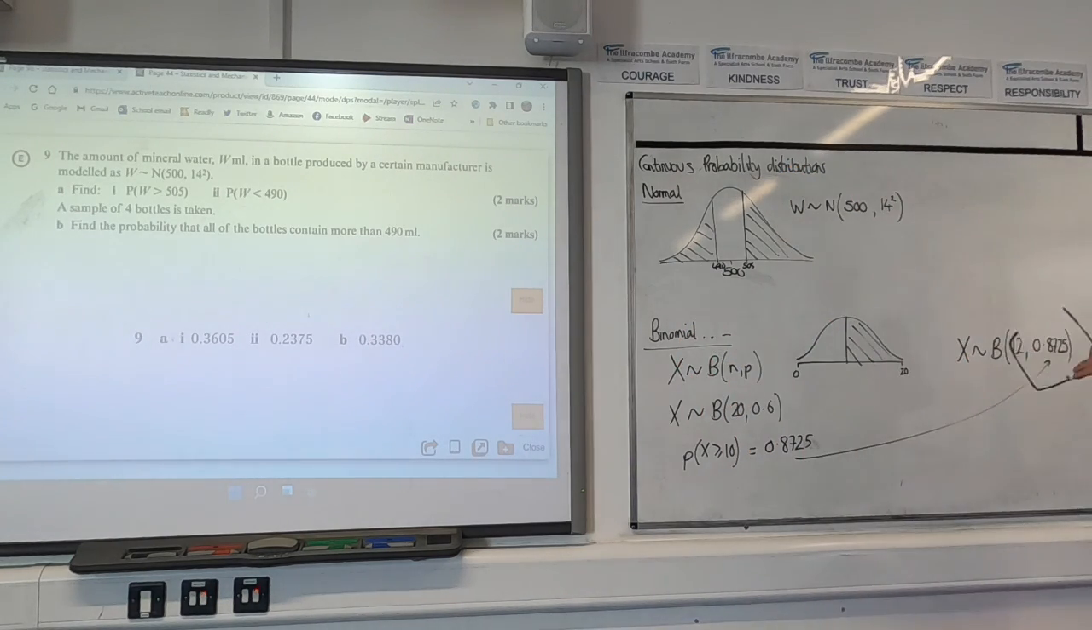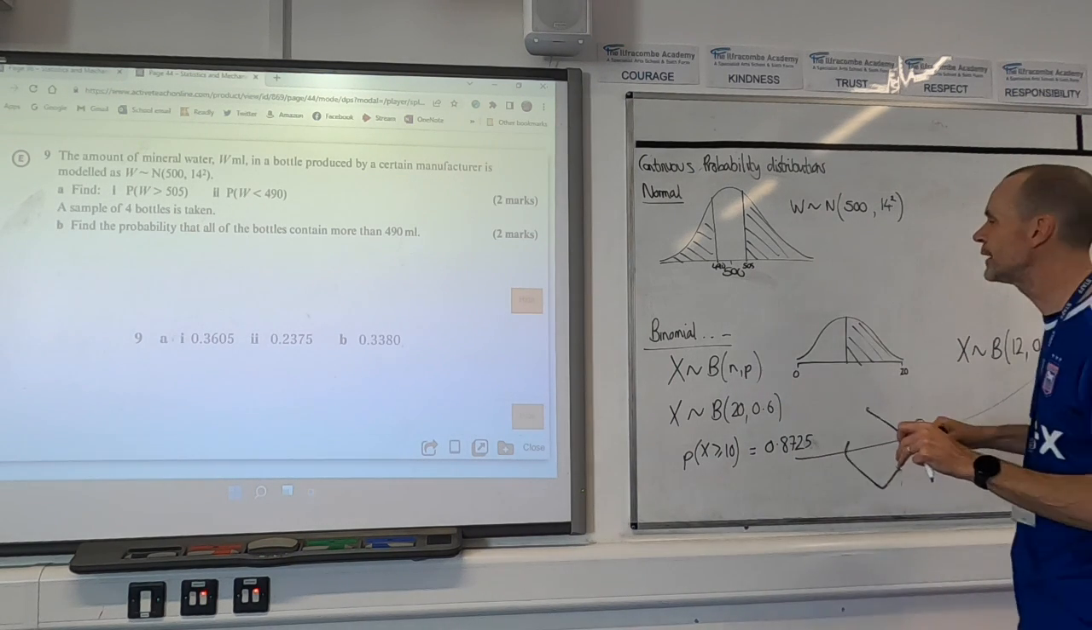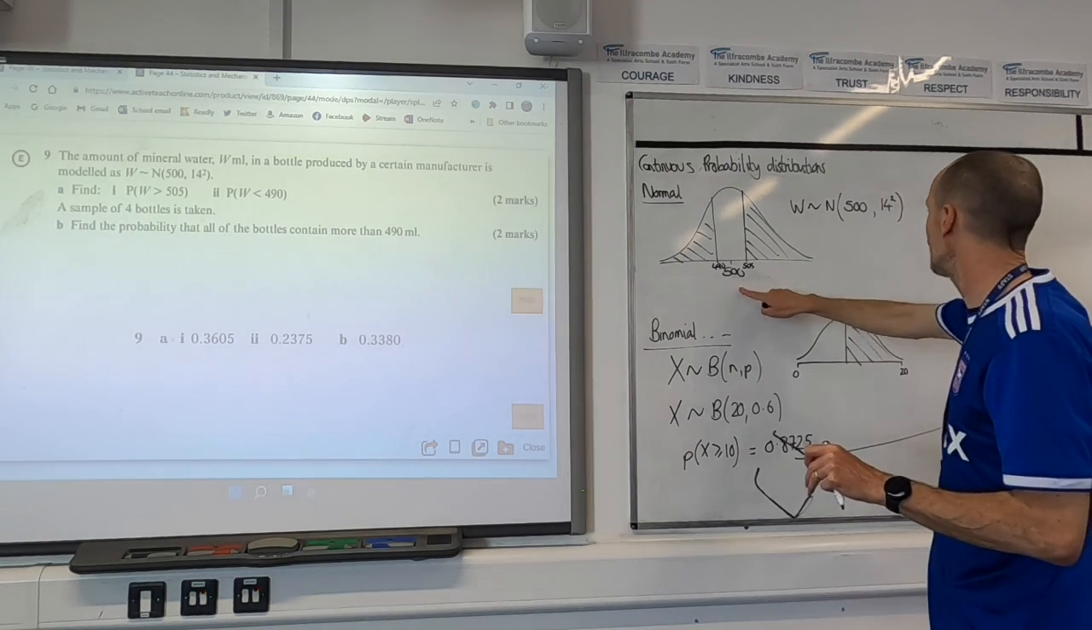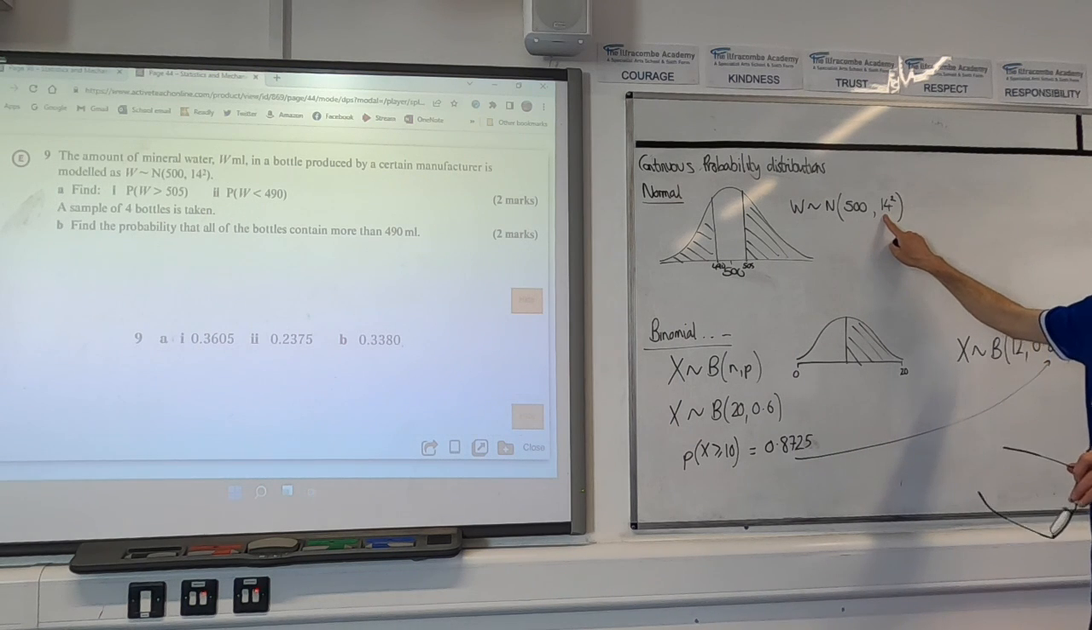The vast majority of the data is within 3 standard deviations of the mean. So we would need to say, right, I need to at least go 500 plus 3 lots of 14. But actually, there's nothing wrong with just whacking in a big number. So I did 505 as my lower, 700 as my upper.